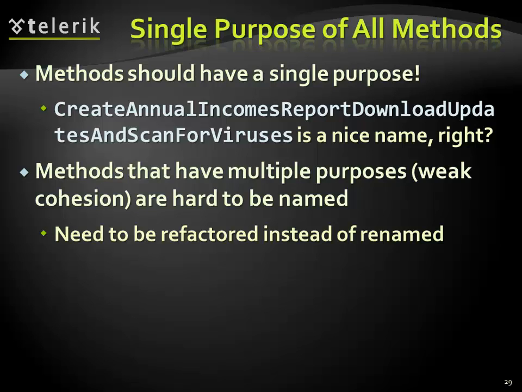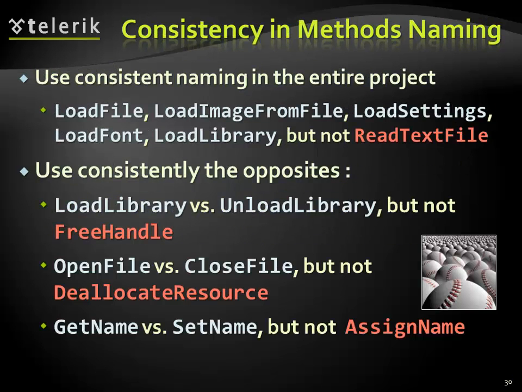If you want to have some consistency in method naming, first of all, try to use consistent naming in the entire project, like using consistently the opposites, like vote, unvote, like open, close. Also try to use consistent naming in the entire project in terms of vote files, vote image from file, vote settings, vote font, vote library, instead of somewhere all of a sudden starting to use the words read text file instead of vote text file.